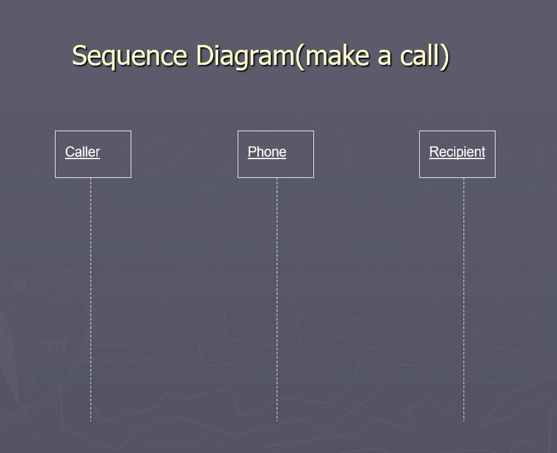Now we will discuss the sequence diagram, how we can make a call. There should be three parts: the caller who will call, the receiver, and the phone.